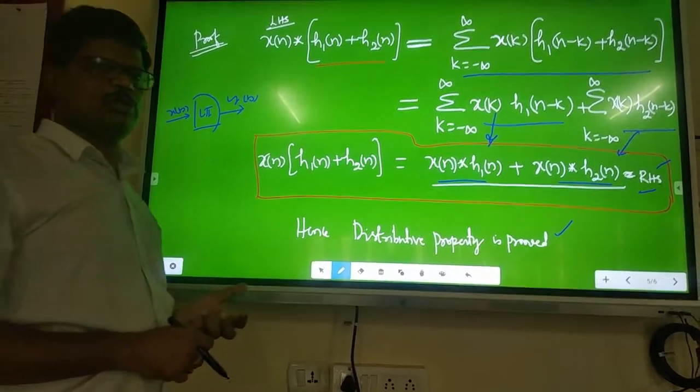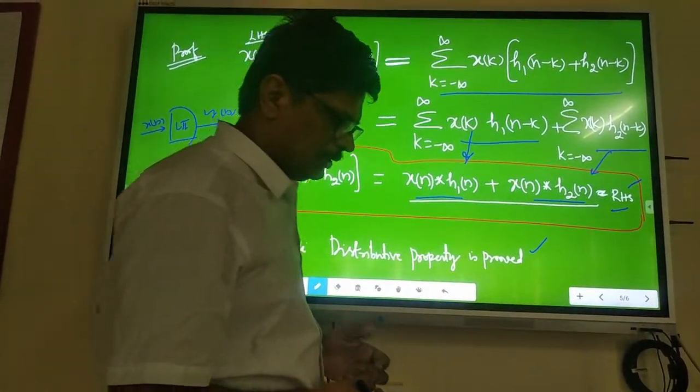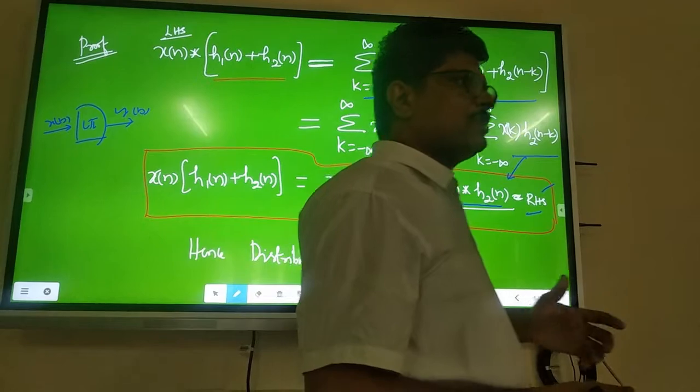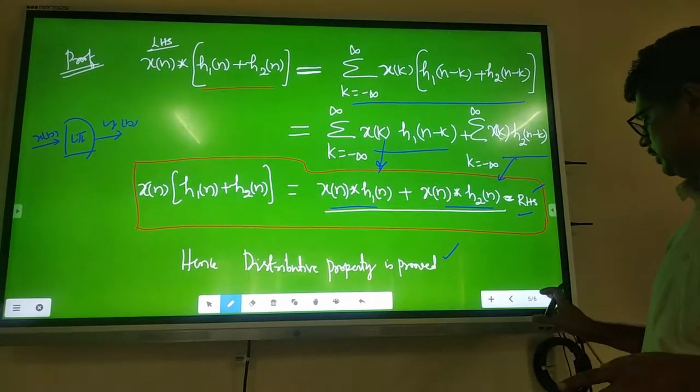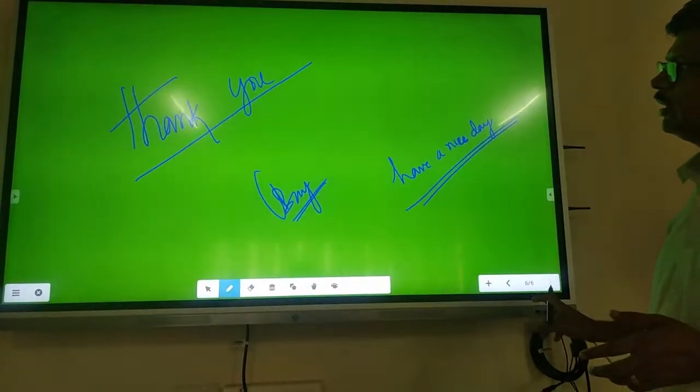Next class we will see the associative property, which is also very interesting. Maybe it is a little lengthy, and along with other properties we will also see. I hope I am clear by this time.